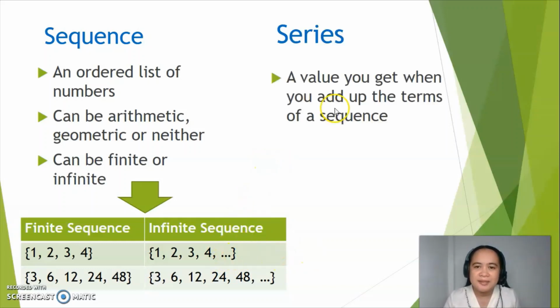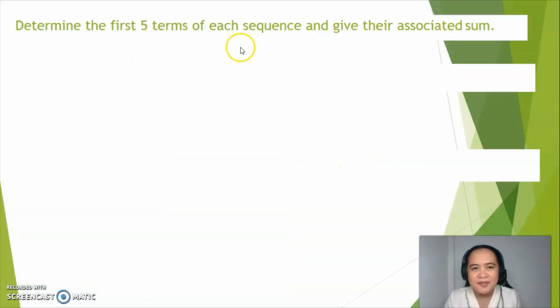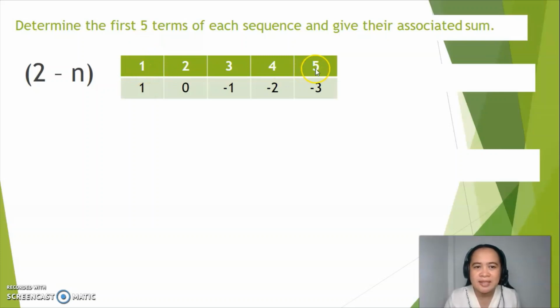While a series is basically a value you get when you add up the terms of a sequence, and it uses summation notation sigma. Now, let's have this example. Identify the first 5 terms of the sequence and give their associated sum. To begin with, 2 minus n. So to get the first 5 terms, that would be from 1 until 5.